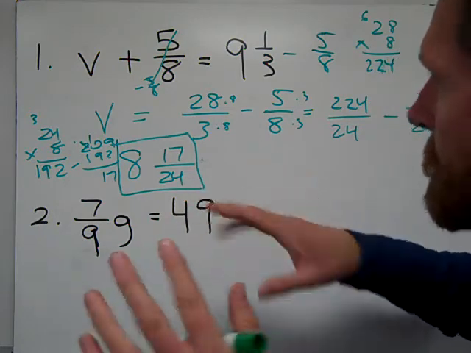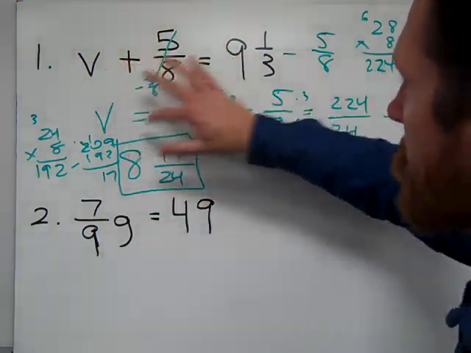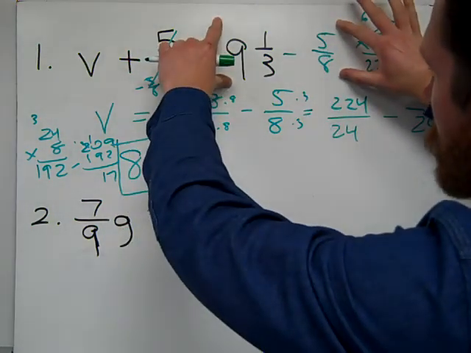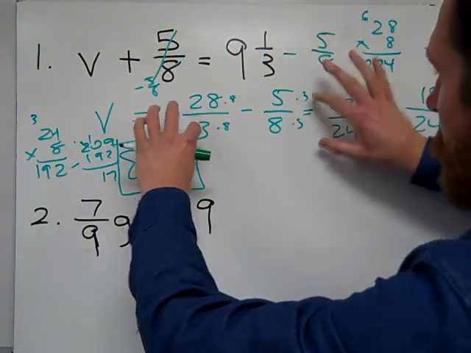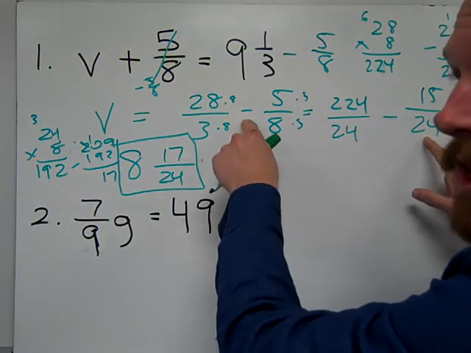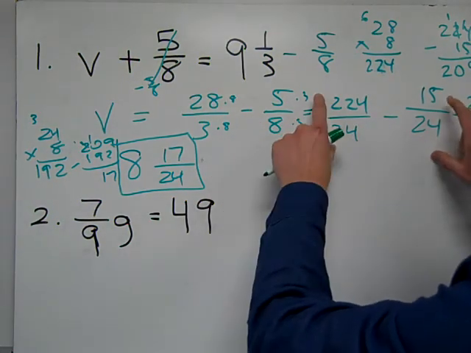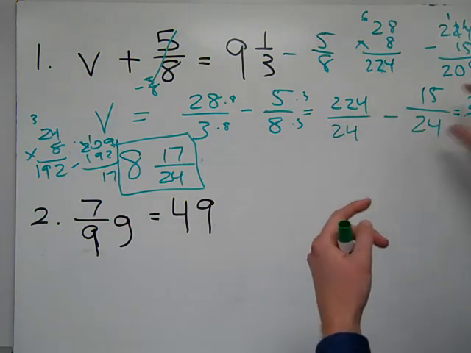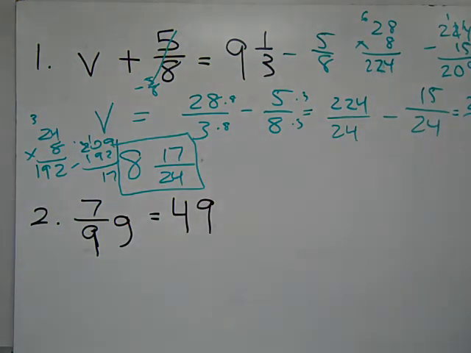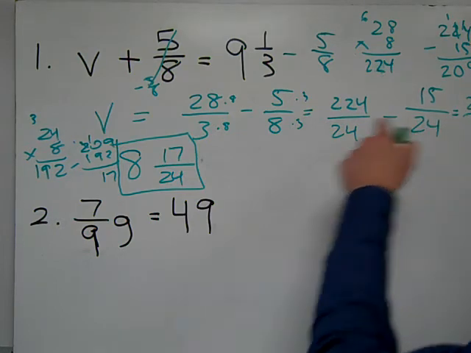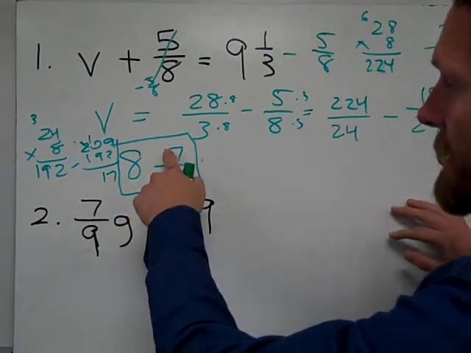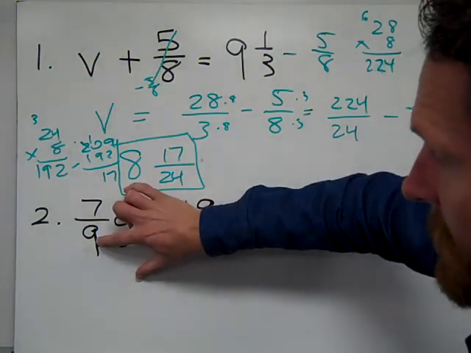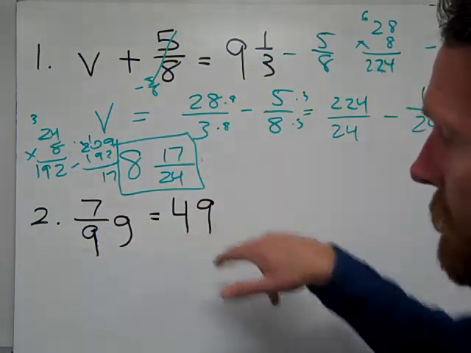Real quick, let me just go over it. Get the variable by itself, so I subtract this, put it over here, I have my new equation. I then change this mixed number to an improper fraction. Find a common denominator so that I can do the operation of subtraction. I found it. I had to multiply to get that. Then I subtracted, got 209 over 24. Then I had to divide 209 by 24 to get a mixed number, 8 and 17/24ths. Okay, here's a little different. It's 7/9 times g equals 49.